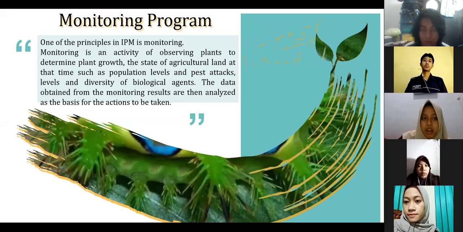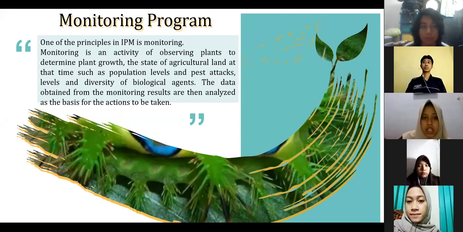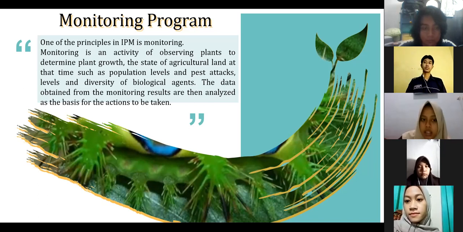And the next is the monitoring program. One of the principles in IEPM is monitoring. Monitoring is an activity of observing plants to determine plant growth and the state of agricultural land at that time, such as population levels, pest attack levels, and diversity of biological agents. The data obtained from the monitoring results are then analyzed as the basis for the action to be taken.